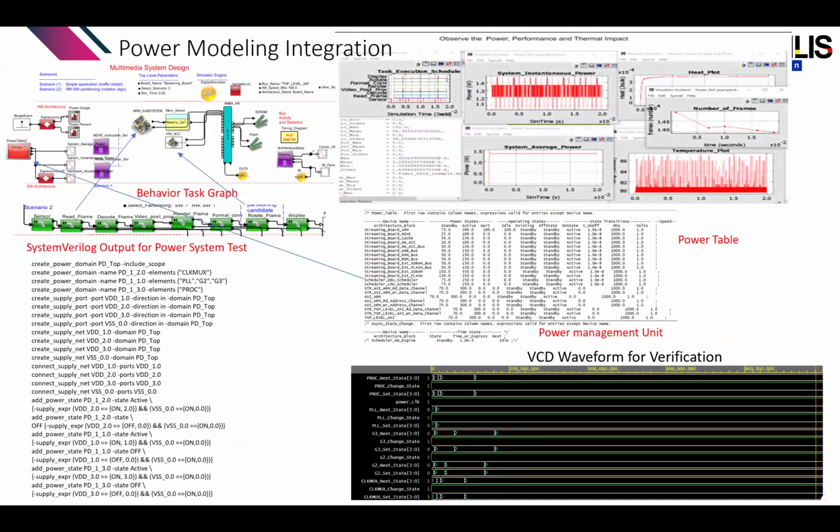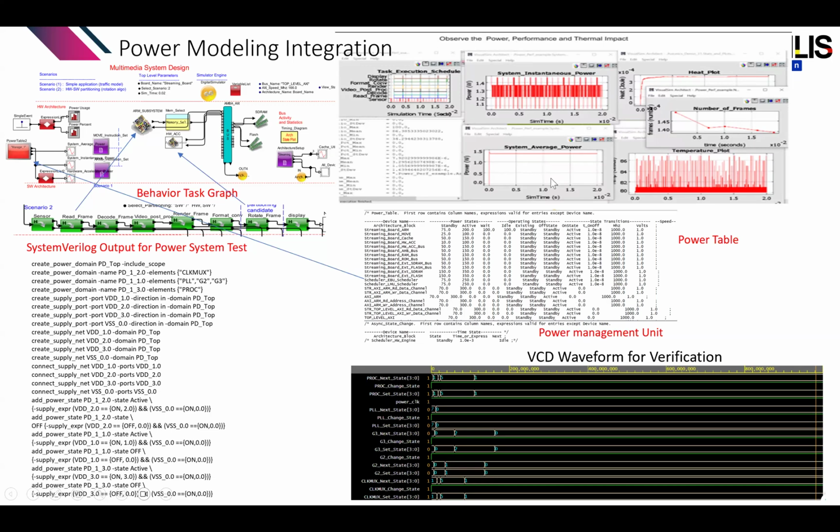Now, if you take a model for the power integration, you can see here's my block diagram of the hardware. That's my behavior task flow. You can see a variety of statistics. That shows me my instantaneous power. That's my heat plot. That's the number of frames per second. The temperature ranges. What's the average power? So you get a variety of statistics. And also, you get a table to tell you how much power is going to be consumed in each of the states. So this is your input to the system.